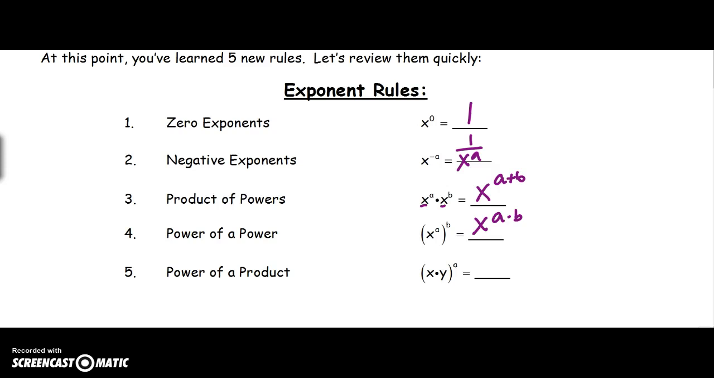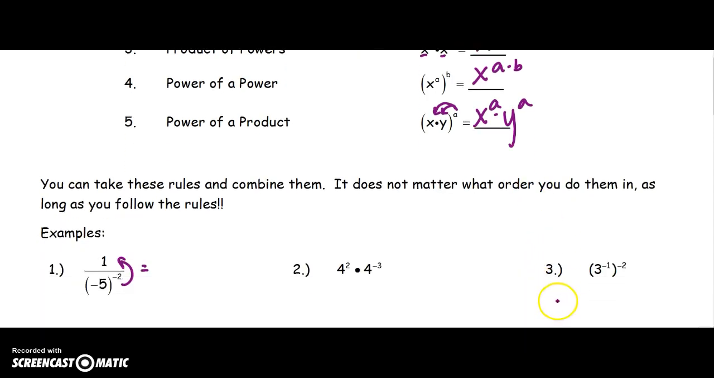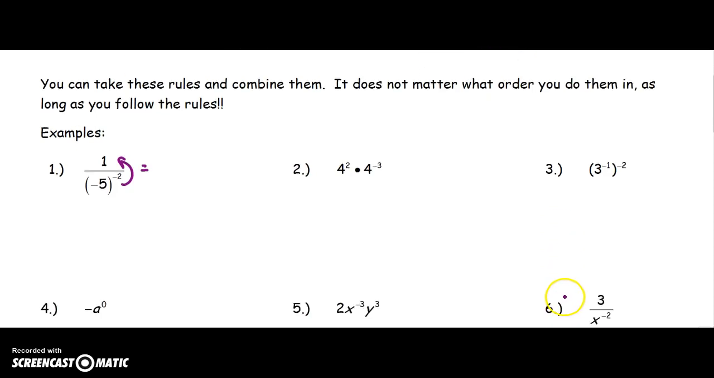The last one is power of a product, and that means if you have 2 numbers or 3 numbers being multiplied within parentheses and an exponent on the outside, you distribute that in order for each value to get the exponent, and they stay being multiplied. Oh, I'm sorry, this is supposed to be a y. They stay being multiplied. Now, you can take these rules and combine them. You can do more than just the product of powers. You can do more than just a negative exponent.